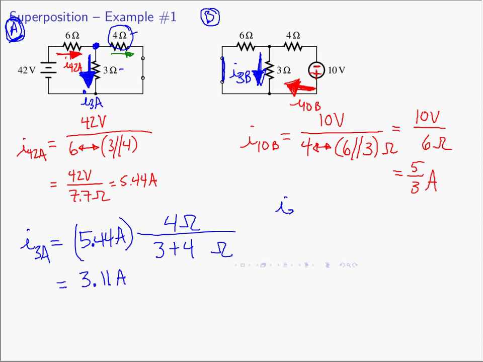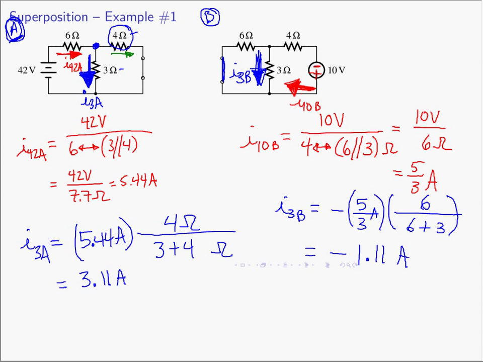So I3B, well, we see the direction of I3B opposes I10B, so I know there's going to be a minus sign. And in its current division, the 5/3 ampere is going to be divided between the 6 ohm resistor and the 3 ohm resistor. And for current division, I need to stick the 6 on top. And when you do this, you'll find that I3B is minus 1.11 ampere.